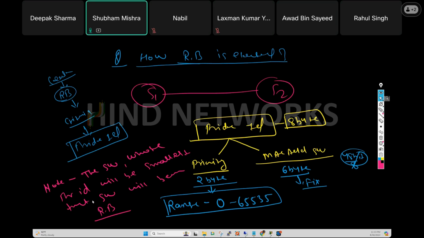The switch whose bridge ID is smallest, that switch will become the root bridge. That switch will become the root bridge. Okay, thanks. Understand, everyone? Clear?